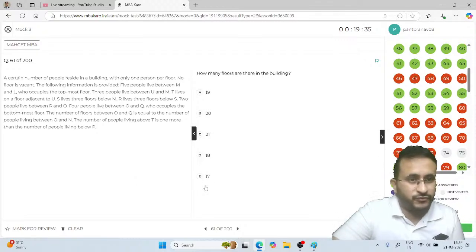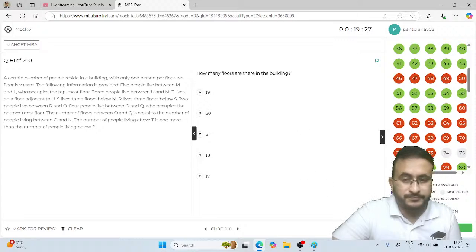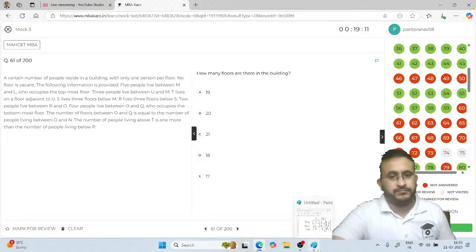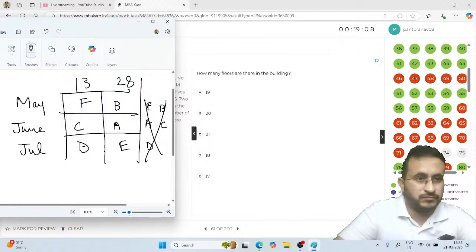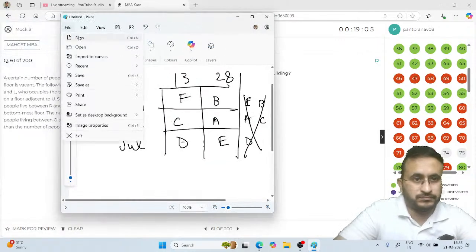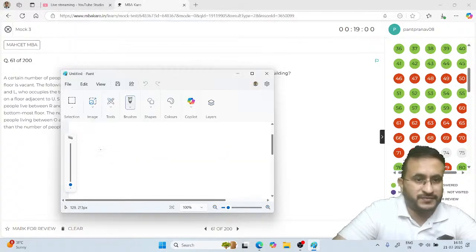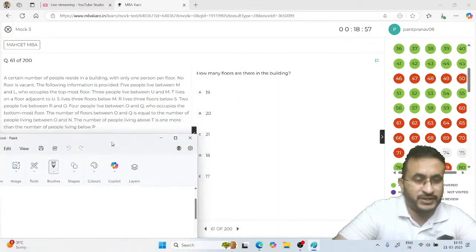One person per floor, no floor is vacant. Okay, again this is uncertain number of floors. So we are given that a person occupies bottommost floor and L occupies the topmost floor. Let's try to do this. We did skip one uncertain number question.